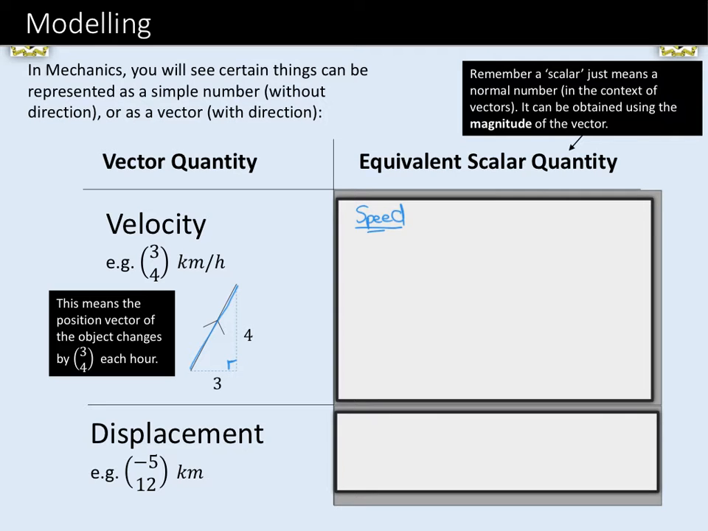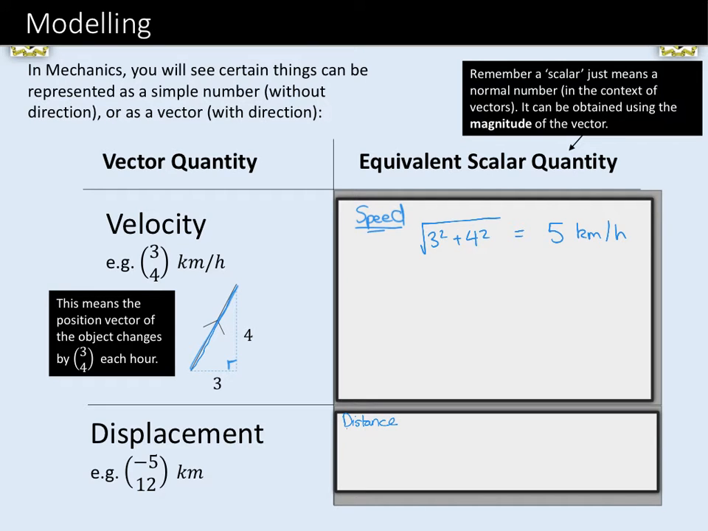So that, for example, that's just going to be the square root of 3 squared plus 4 squared, which is just going to be 5 kilometres per hour. So if you just look across this line, that will be 5 kilometres per hour, which is just equivalent to going 3 kilometres to the right and 4 kilometres up in an hour. Displacement, well, the equivalent scalar quantity here is going to be distance.